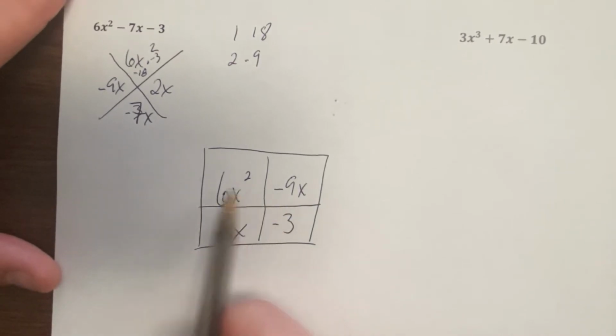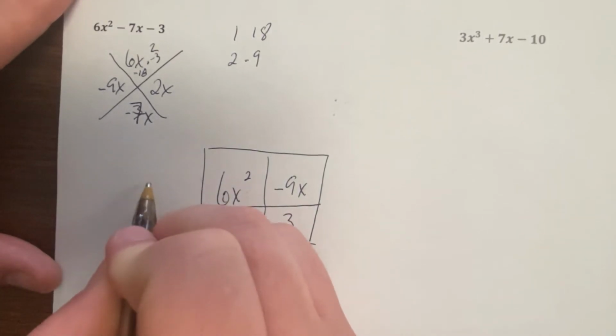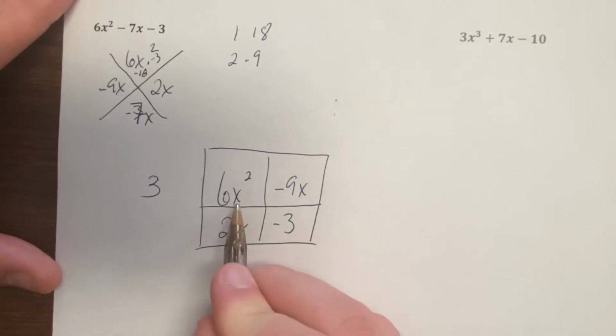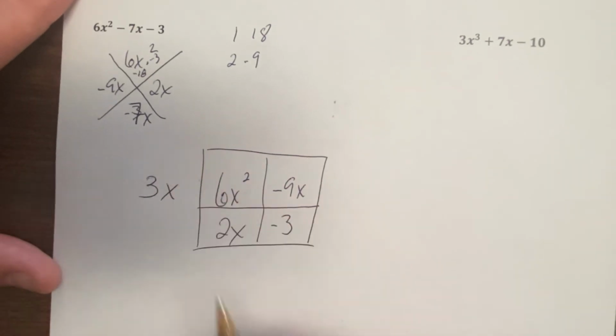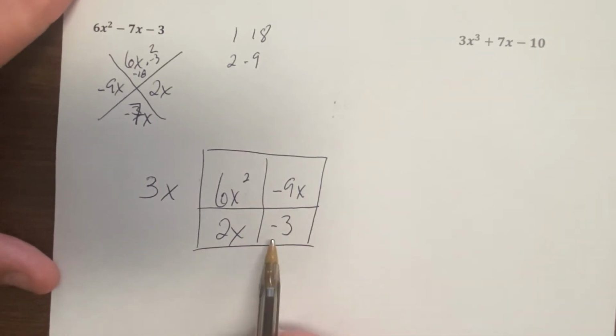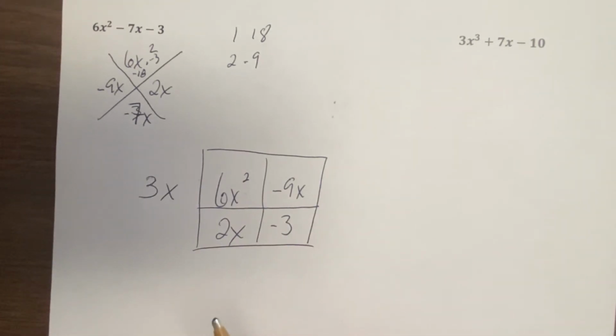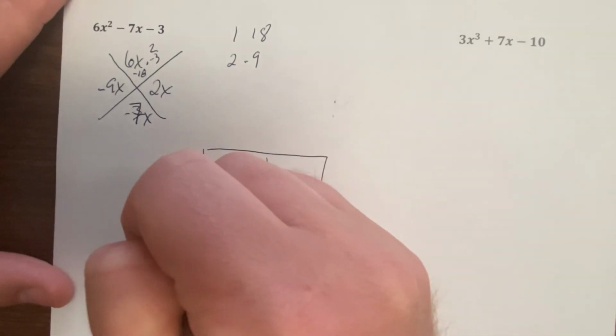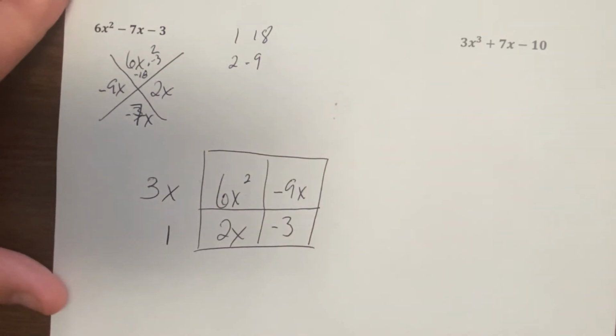Pulling out of this row, 6 and 9 have a GCF of 3, and x squared and x have a GCF of x. 2x and negative 3 have a number in common, and it's a 1. When we're dealing with 2 and 3, those are relatively prime to each other, so the only thing they have in common is a 1.